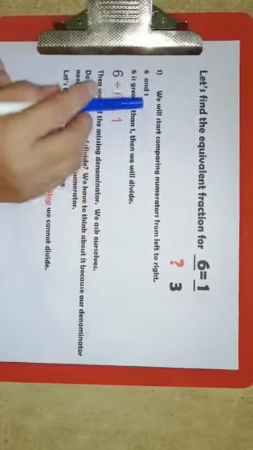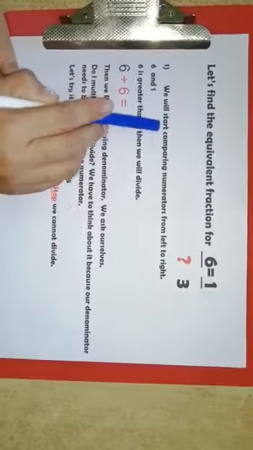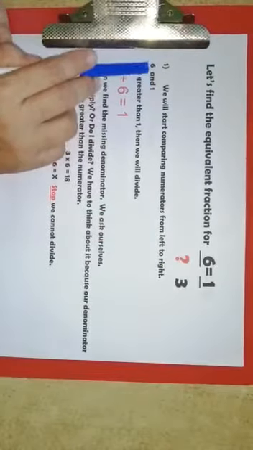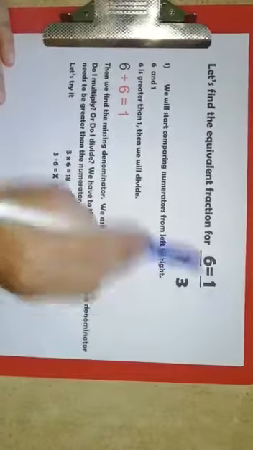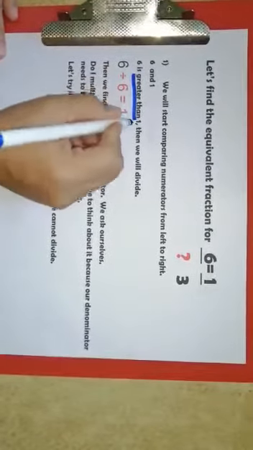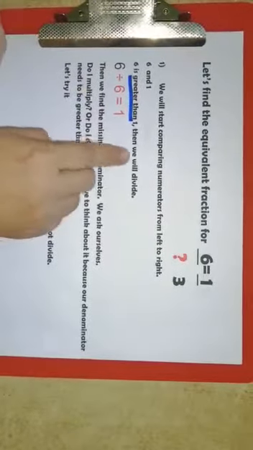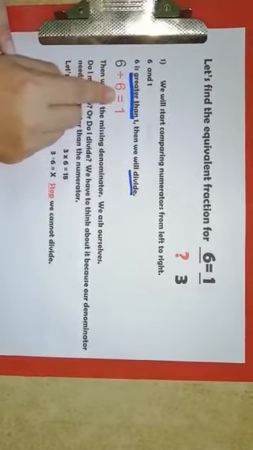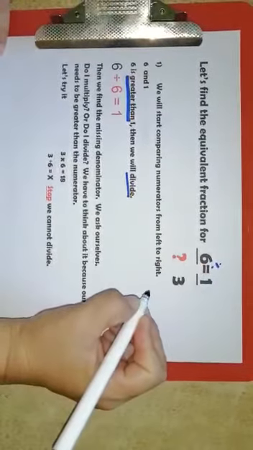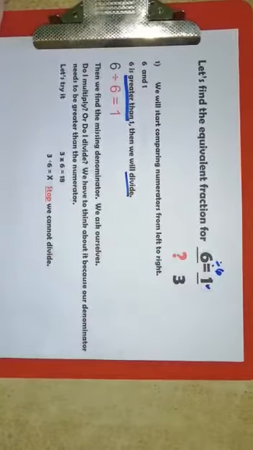Okay, how are we going to do it? First, we will start comparing numerators from left to right. 6 and 1 are the numerators. 6 is greater than 1. Then we will divide. 6 divided by 6 equals 1. So here we write the division sign. 6 divided by 6 equals 1.